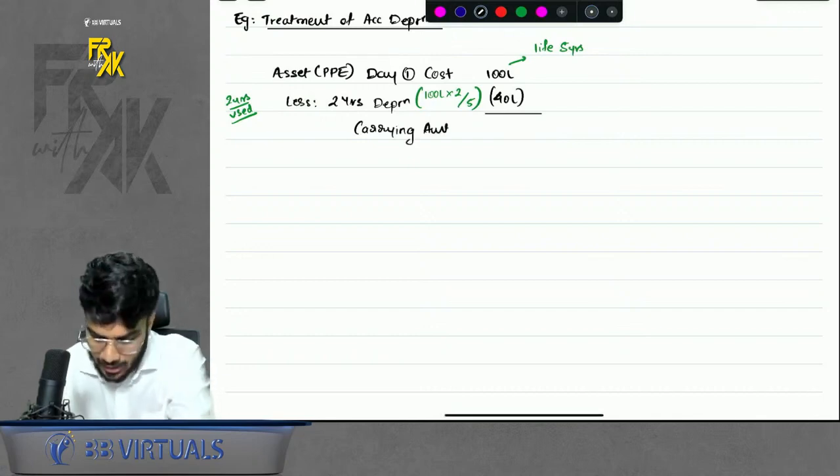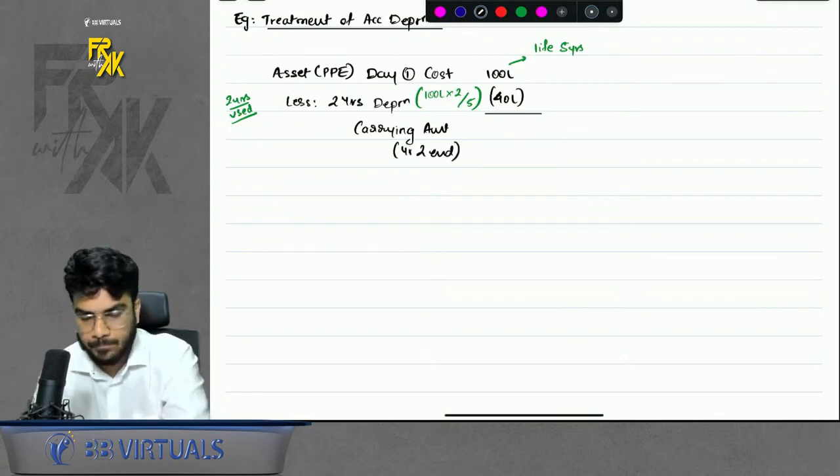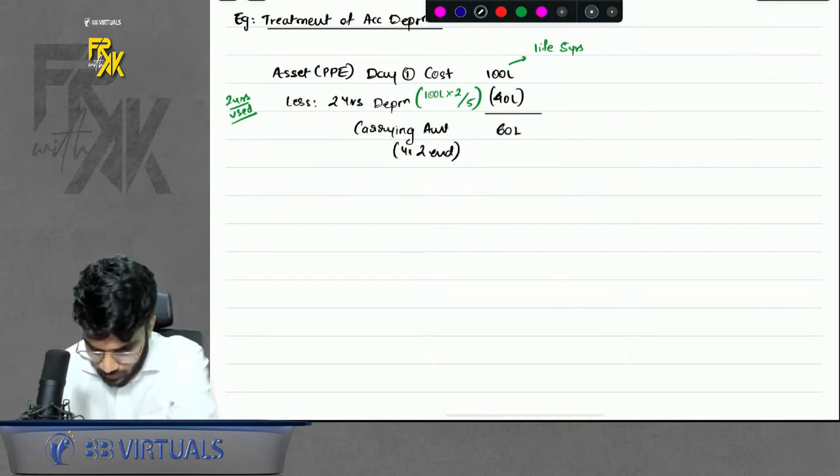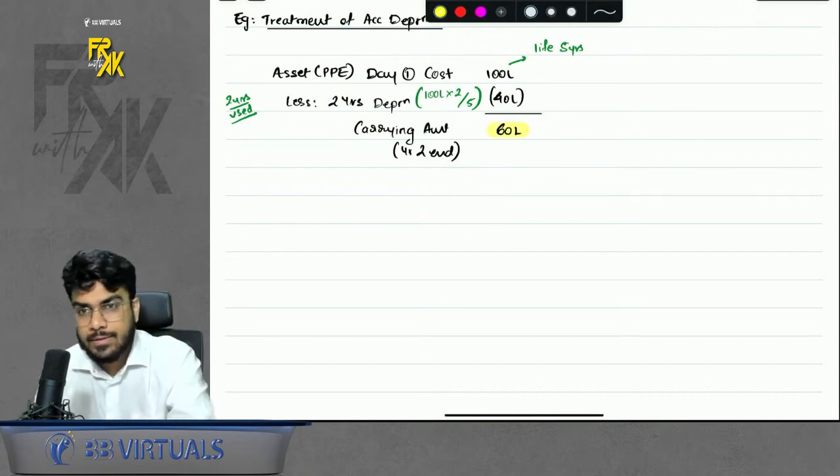But of course, this is the carrying amount at the end of year 2. At year 2 end, it will be how much? 60 lakhs. It will be 60 lakhs.